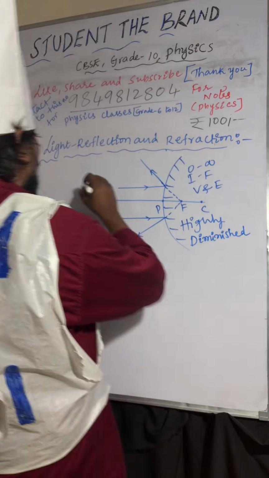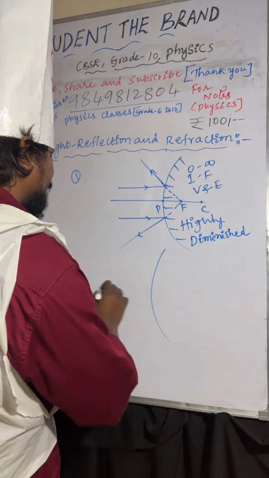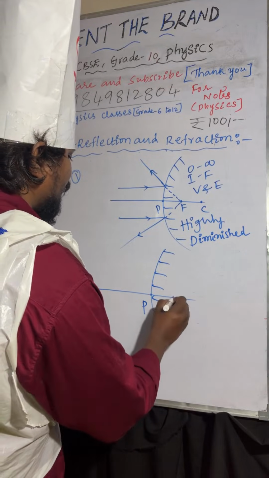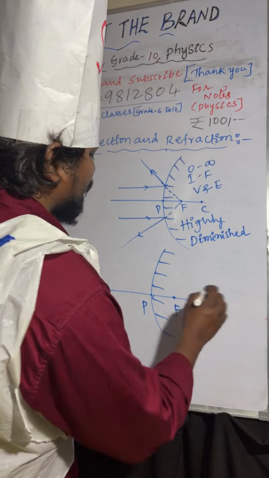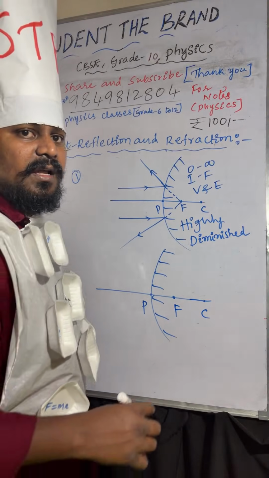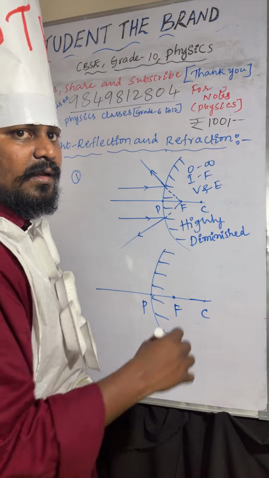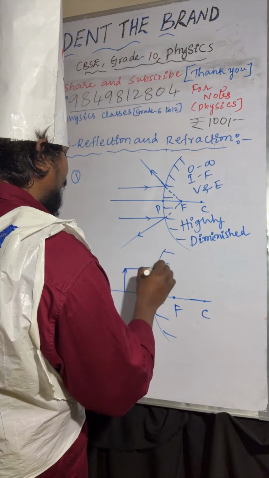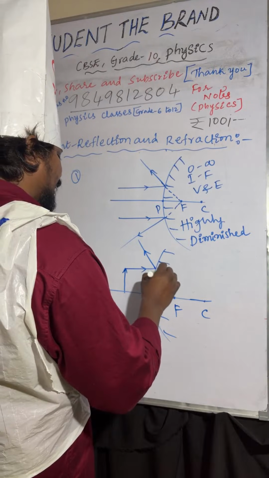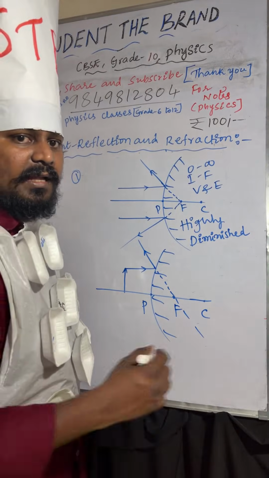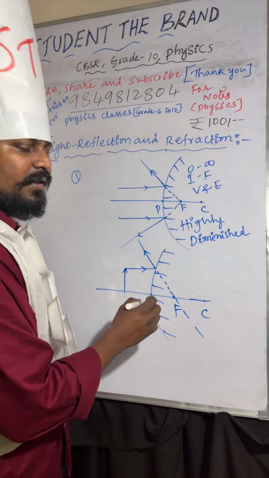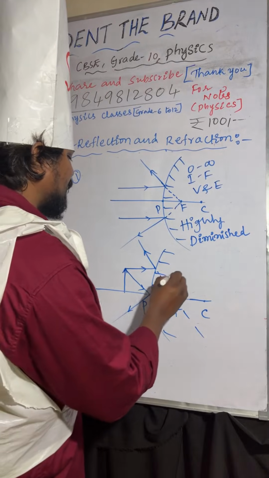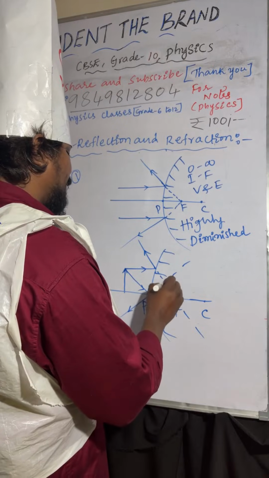Diminished. Okay, so that is point number one. Coming to the next one. The pole, focus, and center of curvature. The object is placed between P and infinity. One light ray passes through focus, and another light ray is incident at the pole and reflects back. If you extend these light rays, the image will form between P and F.